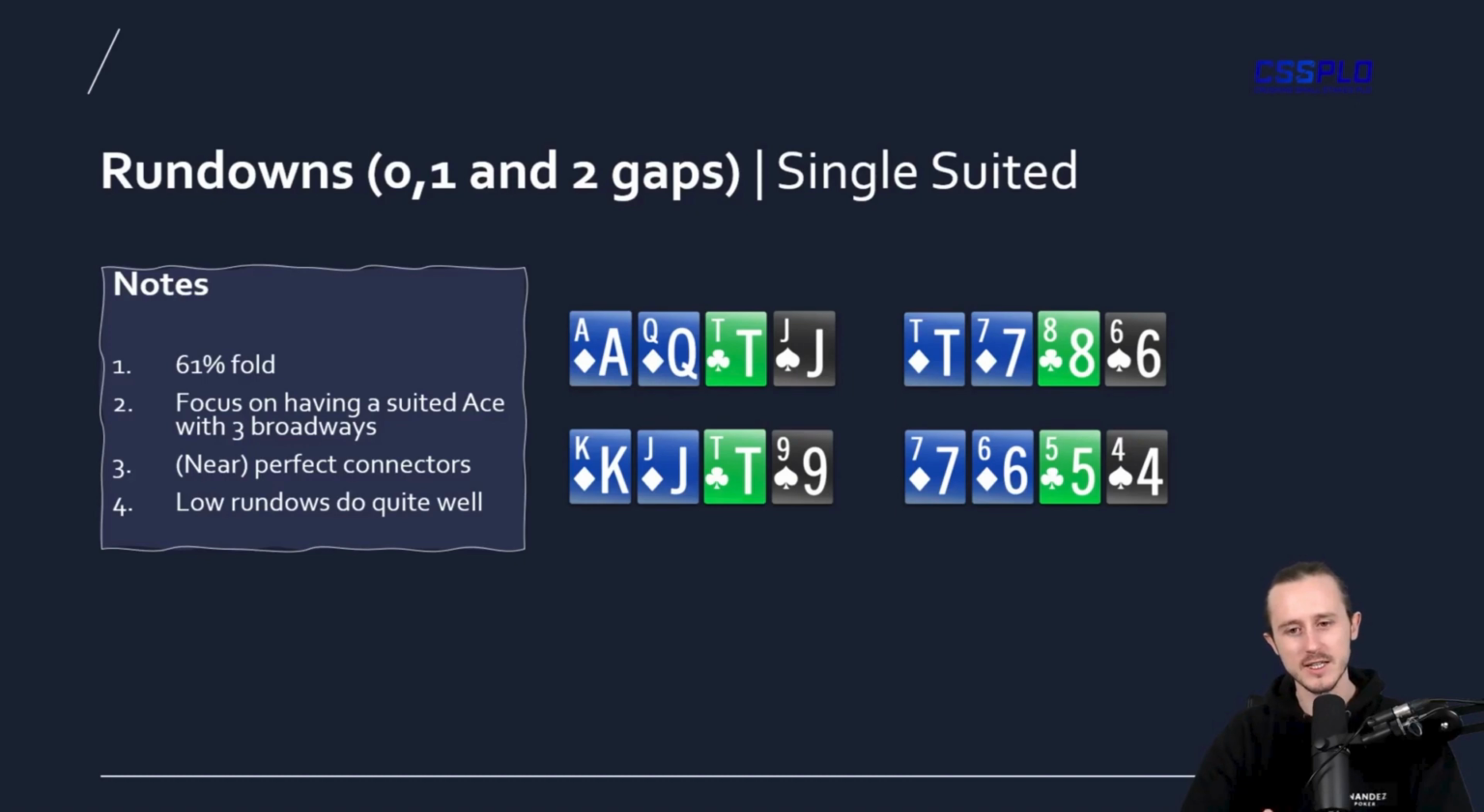But recognize again that getting more gaps in these hands, the hands should mainly be a fold here very, very often. So don't overvalue these rundowns with like 2 gaps that are single suited very often.